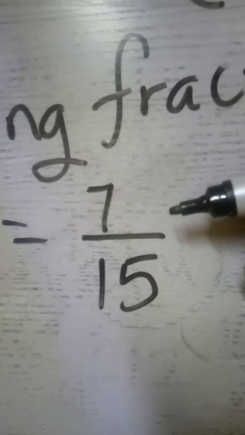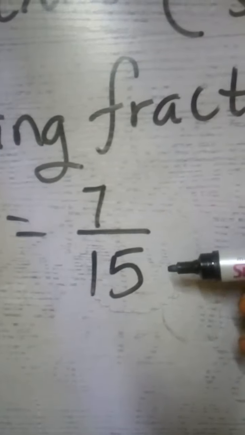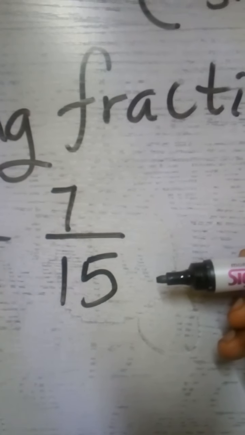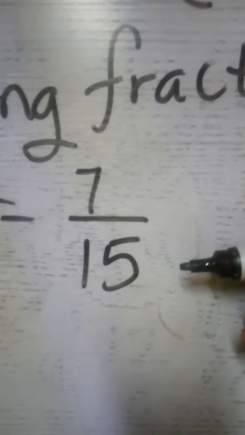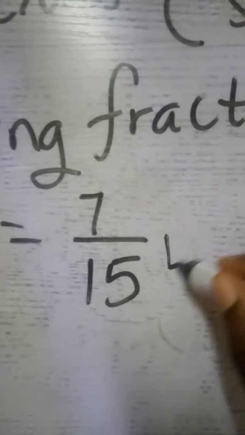The question is, can I move further? Let's see. Is there a number that can divide 7? Only 1 can divide 7, so 1 is not relevant in this case. And 7 can divide 7 also, and 7 is also not relevant in this case. We are looking for another number that is different from 1 and 7 that can divide 7, so nothing. But is there a number that can divide 15? Yeah, there are 2 numbers that can divide 15, and that is 3 and 5. But those 3 and 5, can they divide 7? No. So that means this is your answer. You cannot go further.